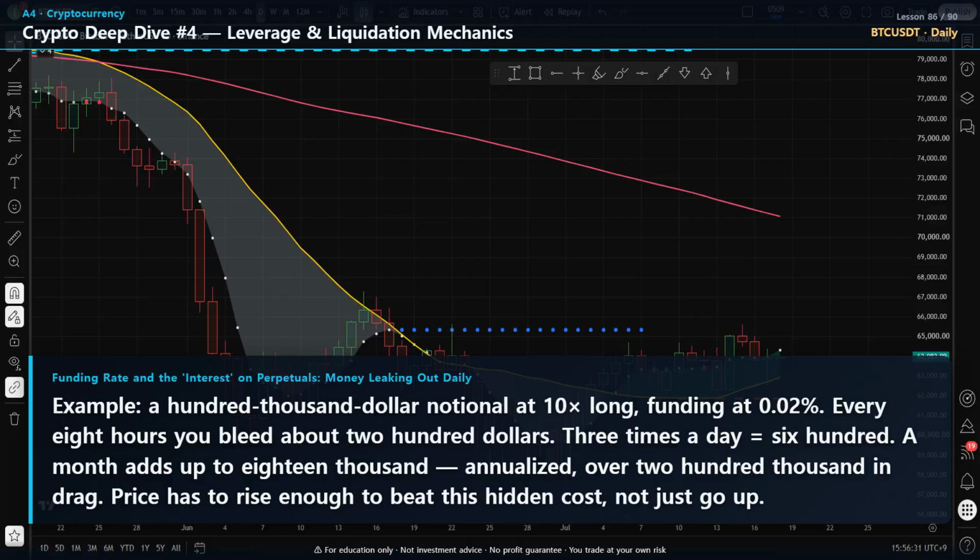Example, $100,000 notional at 10 times long, funding at 0.02%. Every 8 hours you bleed about $200. 3 times a day equals 600. A month adds up to 18,000, annualized, over 200,000 in drag. Price has to rise enough to beat this hidden cost, not just go up.